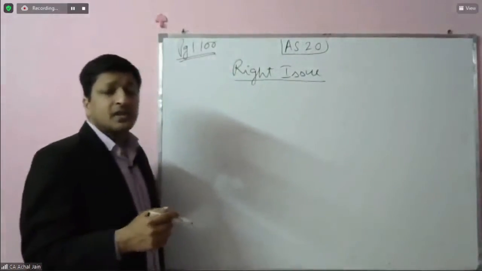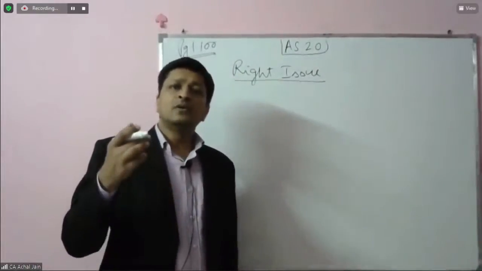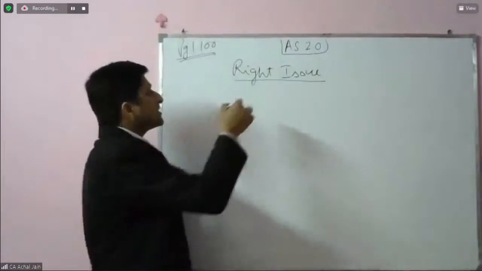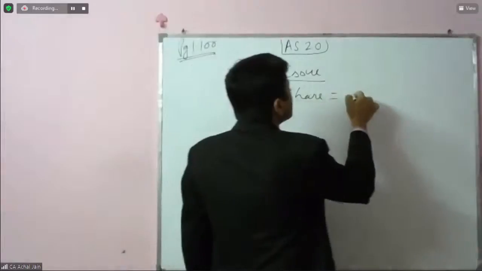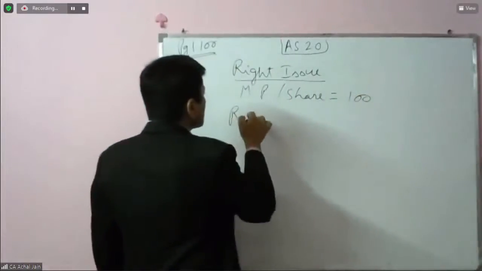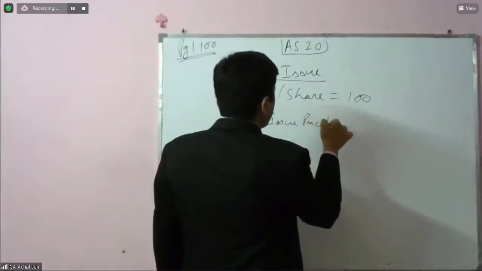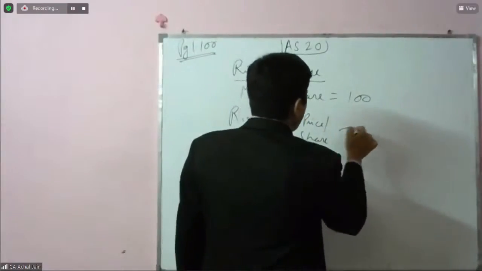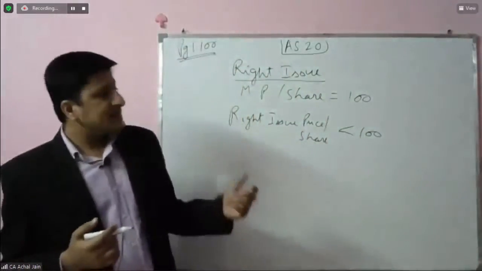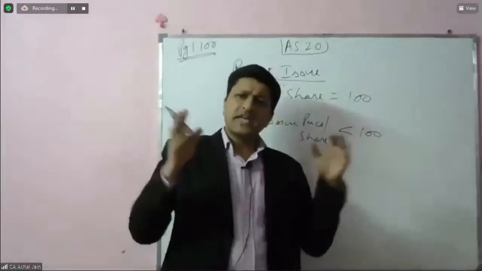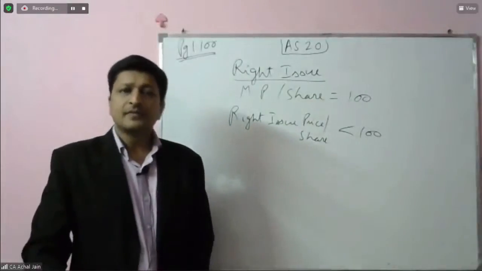Second, the right issue means the issue will be made at a value below the market price. So let's suppose currently the market price per share is 100, then the right issue price per share will definitely be lower than this. It may be 80, 90, 60, 40, whatever it is. It has to be lower than the market price.